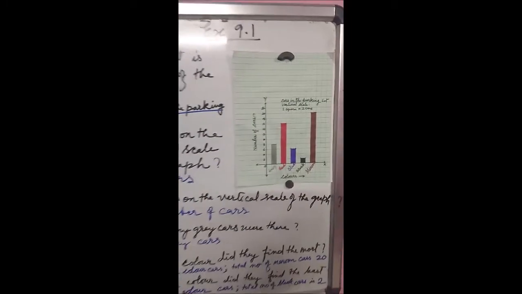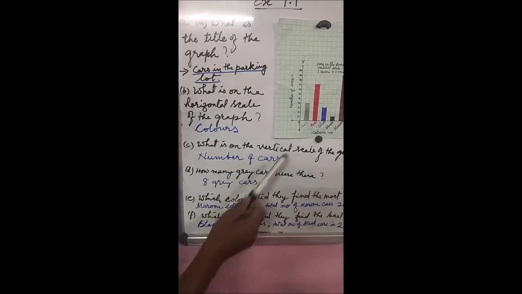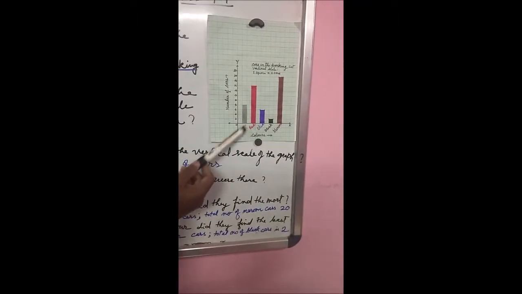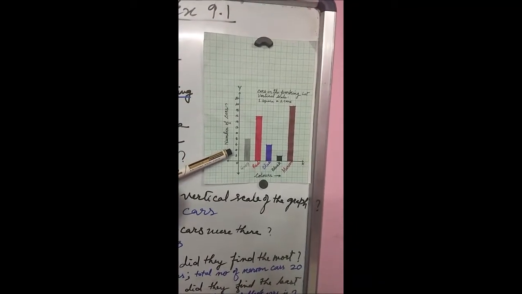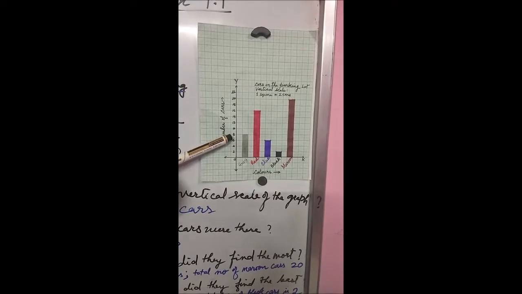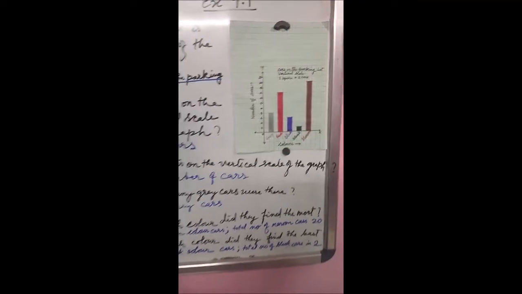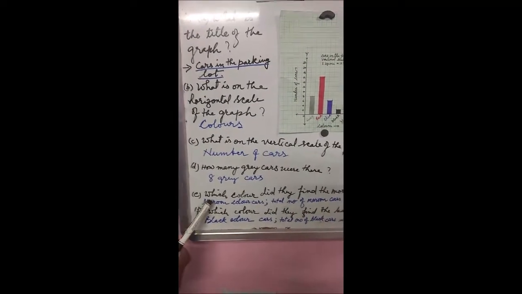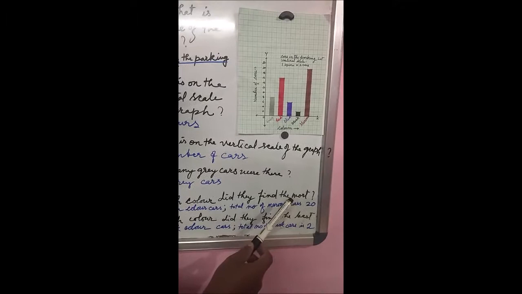Now question number D, how many grey cars were there? So you can see in the graph here, grey cars. Now in the y-axis or the vertical axis it is showing 8. That means how many grey cars were there? 8 grey cars. Question number E, which color did they find the most?